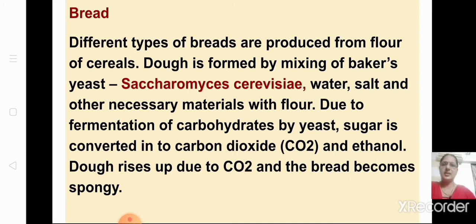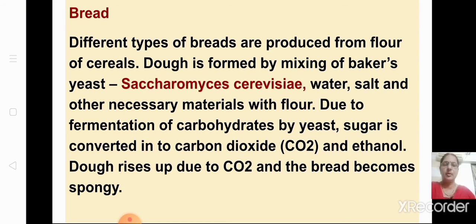Due to fermentation of carbohydrate by yeast, what happens? Sugar is converted into carbon dioxide and ethanol. So you all know this fluffy bread, isn't it? It becomes spongy because fermentation takes place, and due to the fermentation of carbohydrates by yeast, sugar is converted into carbon dioxide, that is, you all notice a gas, and ethanol is formed. This dough rises up due to carbon dioxide and bread becomes spongy.